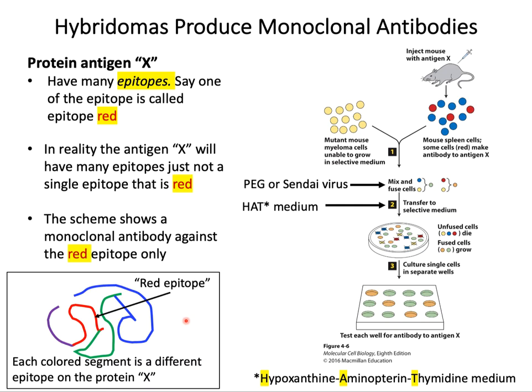Now, when this foreign antigen protein X enters the body, each epitope will be recognized by a different immune cell, and for each epitope, a different antibody will be produced by the B cells or B lymphocytes. For example, you will have anti-violet, anti-green, anti-red, anti-blue antibodies. So this collection of antibodies against one antigen, protein X, is known as polyclonal antibodies.